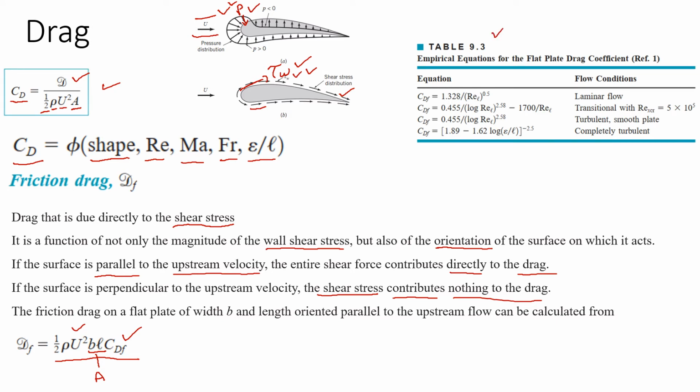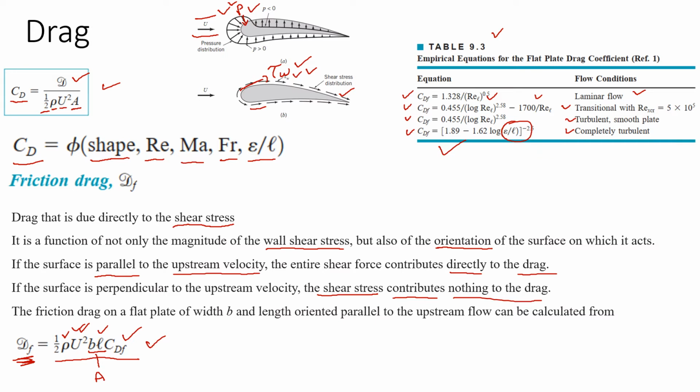That is table 9.3, and you can see for different flow conditions, for laminar flow, for transitional flow, for turbulent flow, and for completely turbulent flow, the drag coefficient is represented in terms of the Reynolds number or in terms of the relative roughness of the surface. So that's how we can use this formula and this table. If we know the density, the velocity, and the planar area, then we can find out the drag force that is being exerted on the body immersed in a fluid, especially the friction drag force. This is what we are mainly talking about.